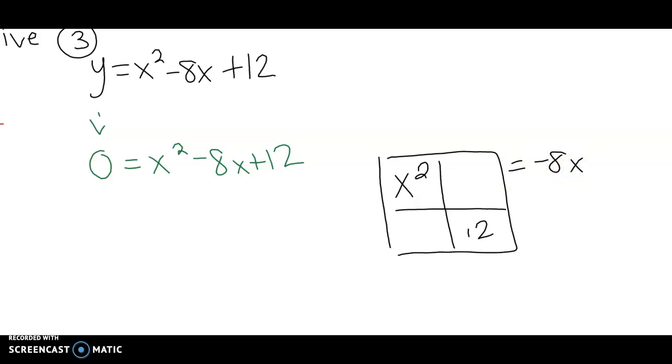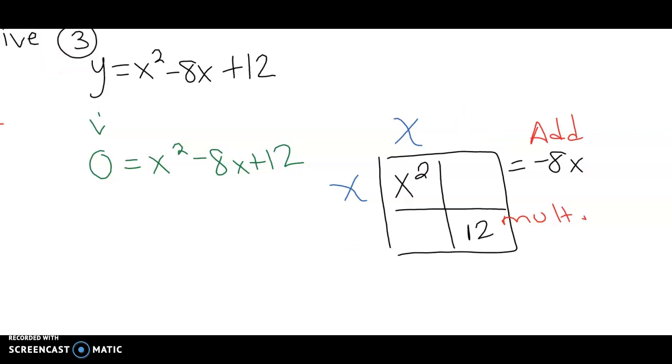And to factor this, I'm looking for two numbers that add to negative 8 and multiply to positive 12. So I like the box method because I know that I got to get x times x to get x squared. And then I need numbers that multiply to 12 and add to 8. I'm thinking 4 and 3. But 4 and 3 do not give me 8, so that did not work. Let's think of another number.